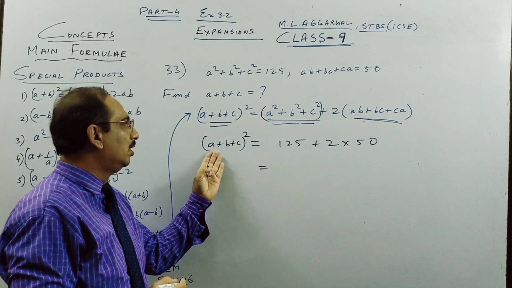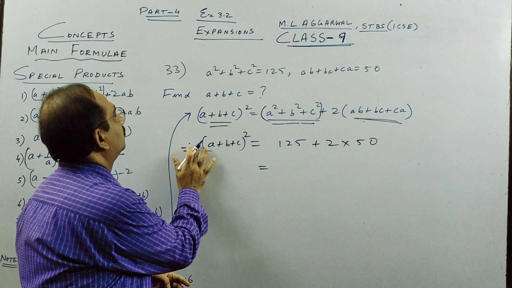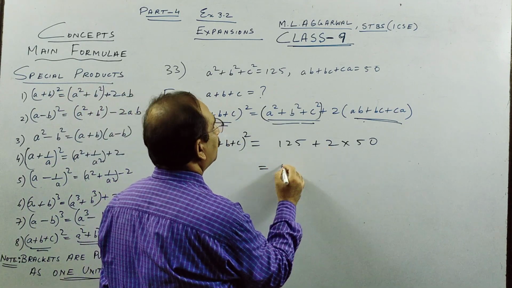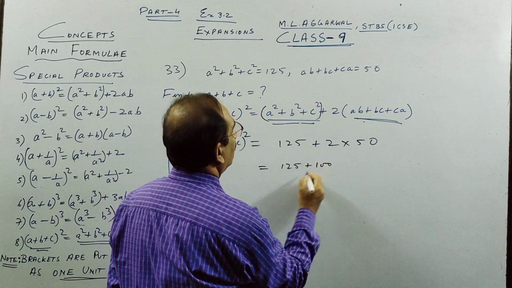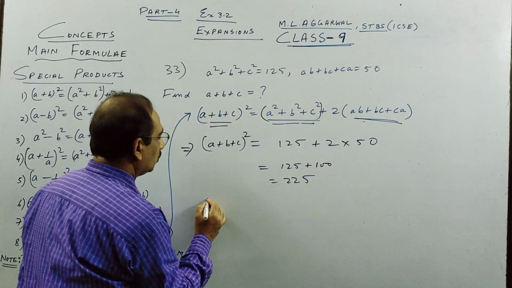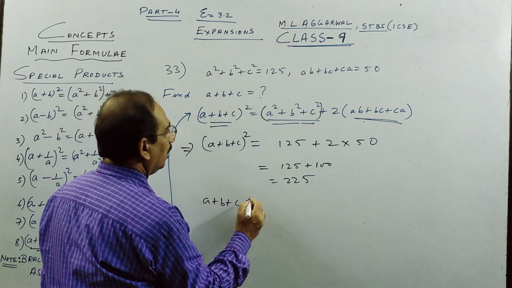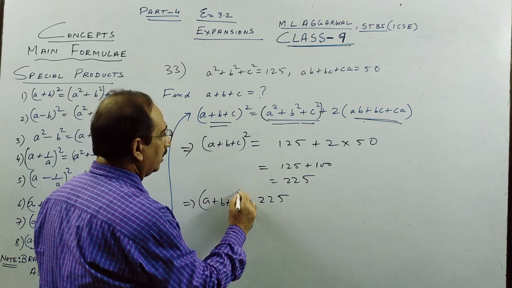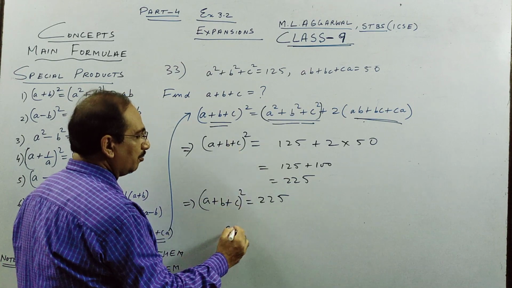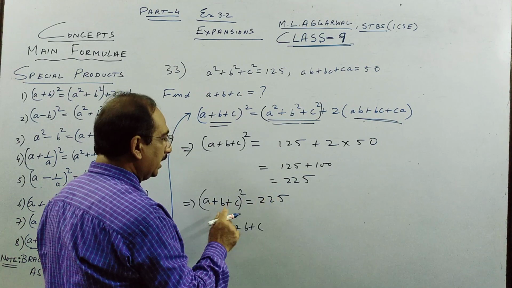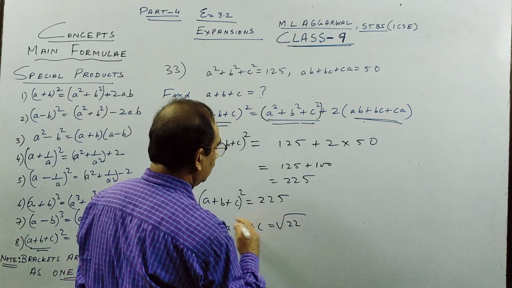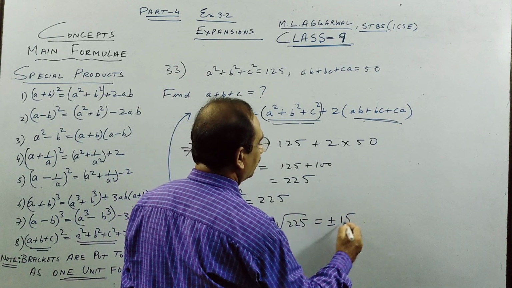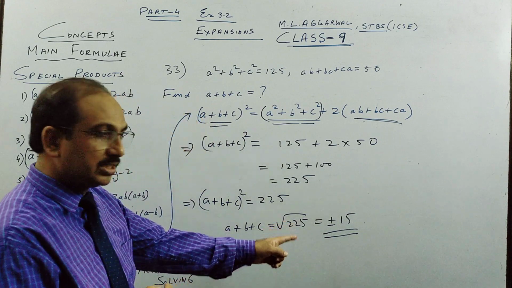So luckily in this sum we have to find this a plus b plus c, but we use the square relationship. So if you do 125 plus 100, this gives you 225. So a plus b plus c whole square is 225. So now this is whole square, remember. We have to root both the sides. So this square will go from this side, and this side it will become root 225, which is plus minus 15. So the answer is plus minus 15.